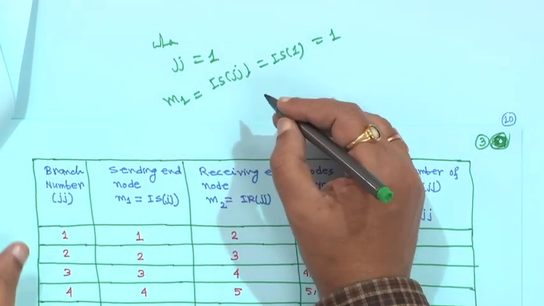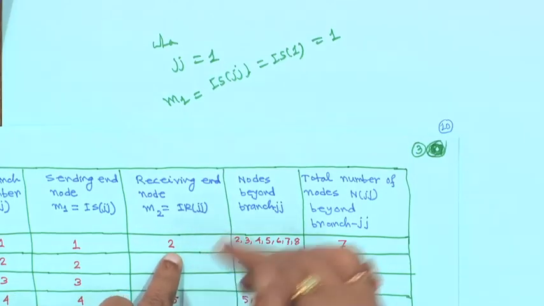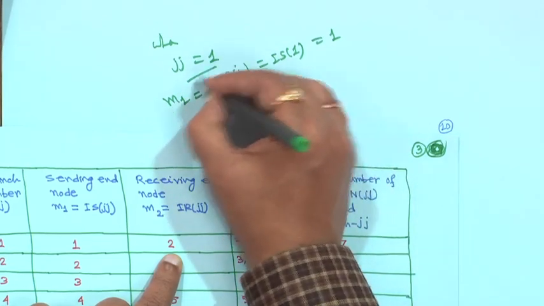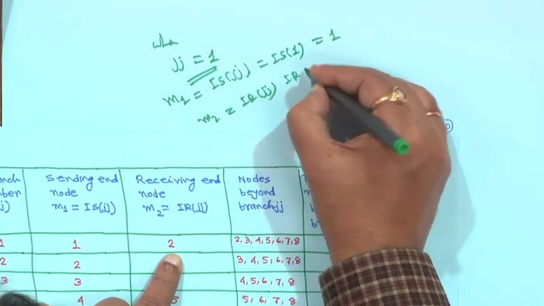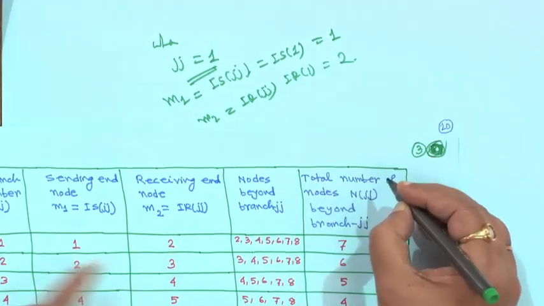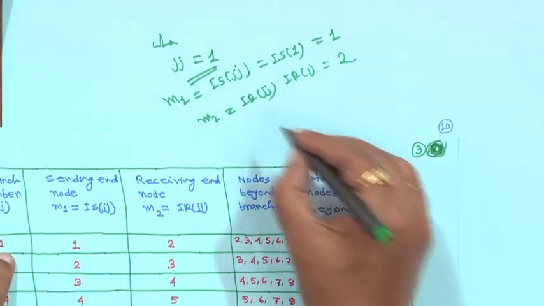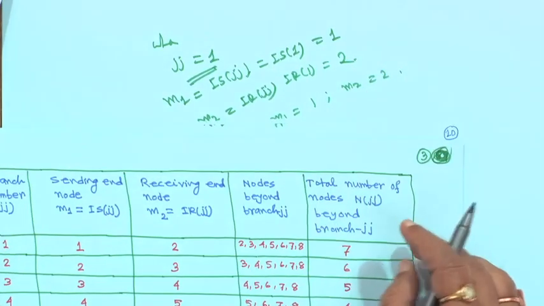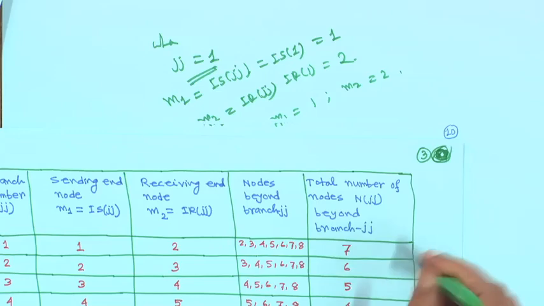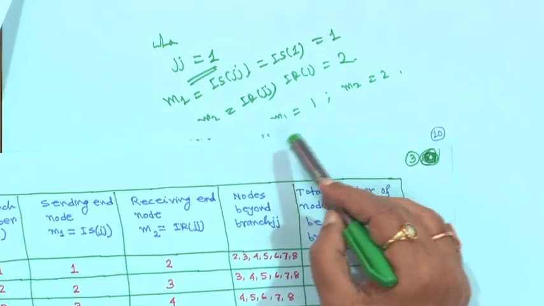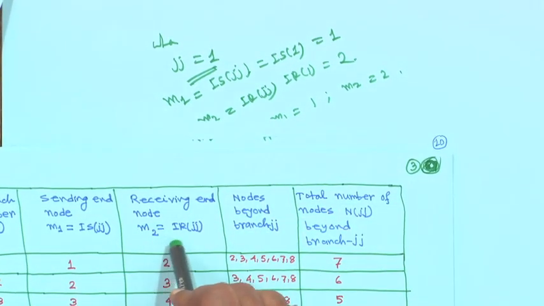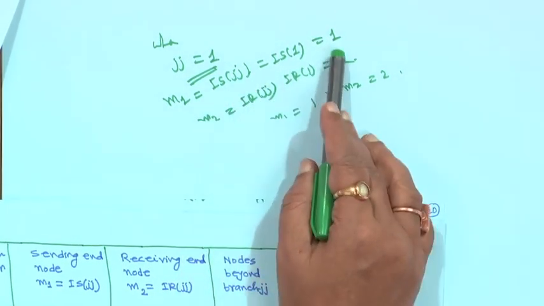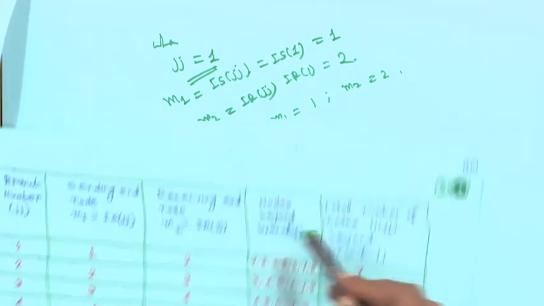And M2, the receiving node, M2 is equal to IRJJ, and JJ is 1. So it will be IR1, that is equal to 2. That means, when branch number JJ is equal to 1, the sending end node M1 is equal to 1, receiving node M2 is equal to 2. M1, M2 will come later. For the time being, this is for branch 1. That is why you are putting M1 equal to ISJJ, M2 equal to IRJJ. Sending end node M1 when JJ is equal to 1 is 1, M2 is equal to 2. This way you have to put it in an array.